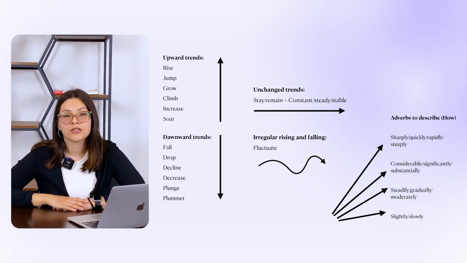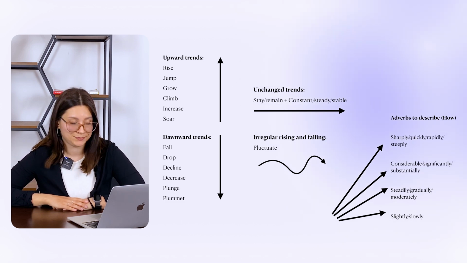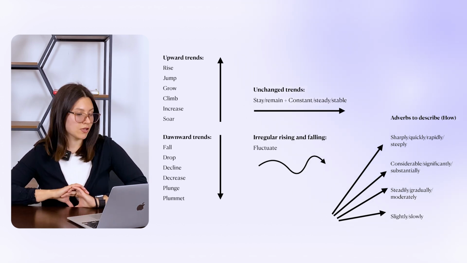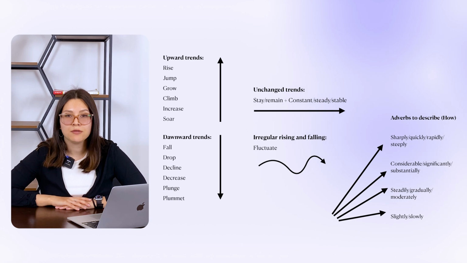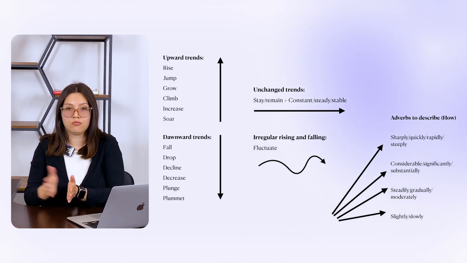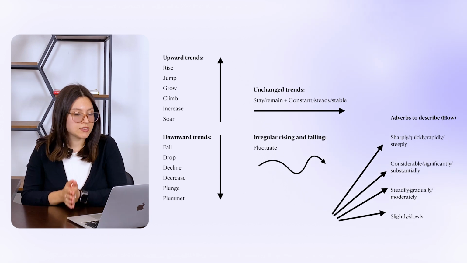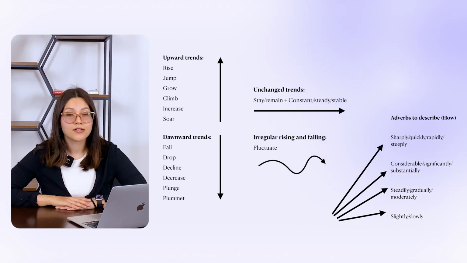These are the verbs you can use in your task 1 to report the data. Sometimes there is no change, or unchanged trends, where you can use the word stay or remain, meaning you do not move, you just stand in the same position. So stay constant or stay stable.